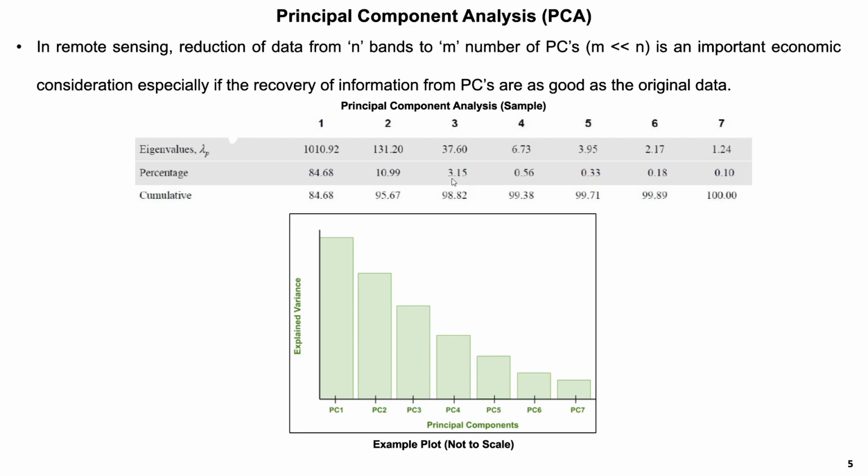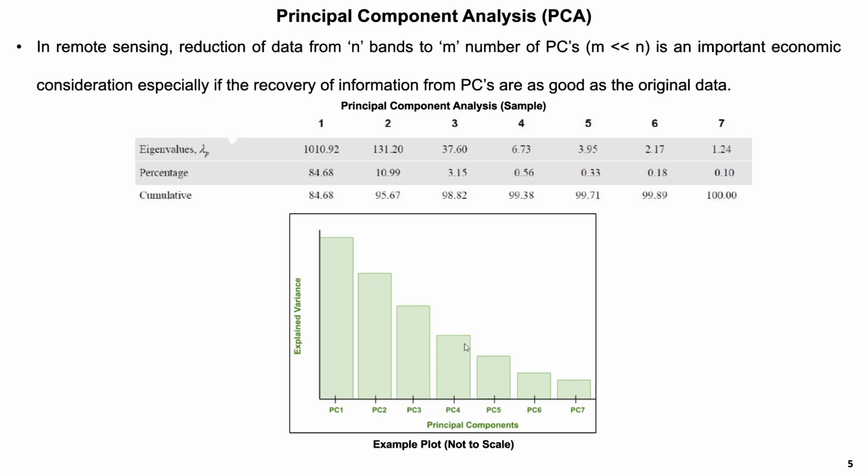Then the third component is capturing 3.15 percentage of the variance. And when we cumulate it, it's about 98.82%, and so on it goes. So if we plot the explained variance, that is your cumulative variance, that is your percentage of the variance of each principal component on the y-axis, and your principal component on the x-axis, you will get this kind of a plot.